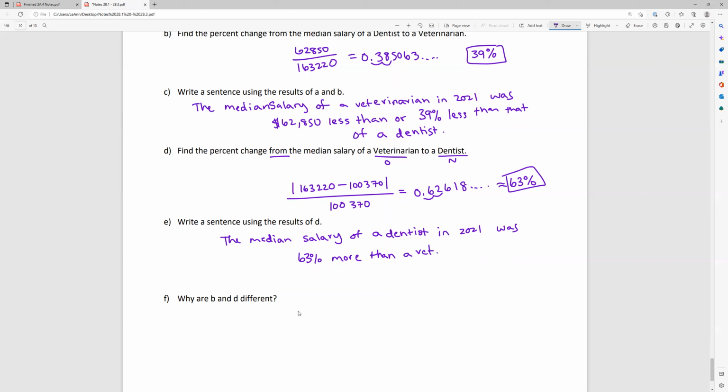And then why are B and D different? Why are the percentages so vastly different? Well, it has to do with the fact that the old changed in these situations. That means we divide by a different value in the denominator. The reference point is different. So there's a different initial, or old is what I like to call it, value. So we have different denominators. And that is it for section 2B3.